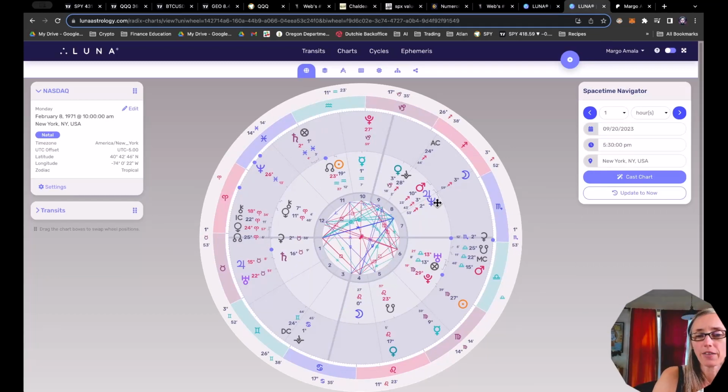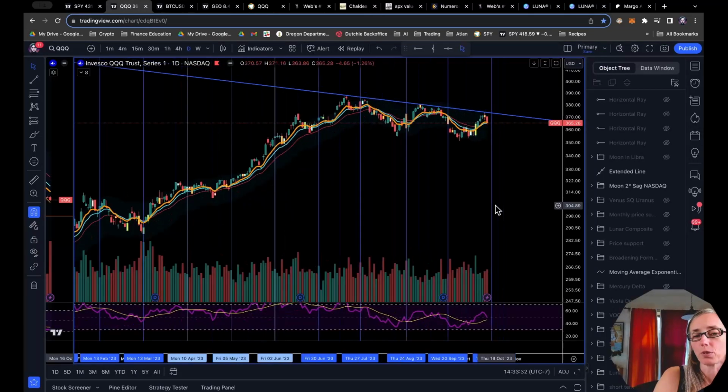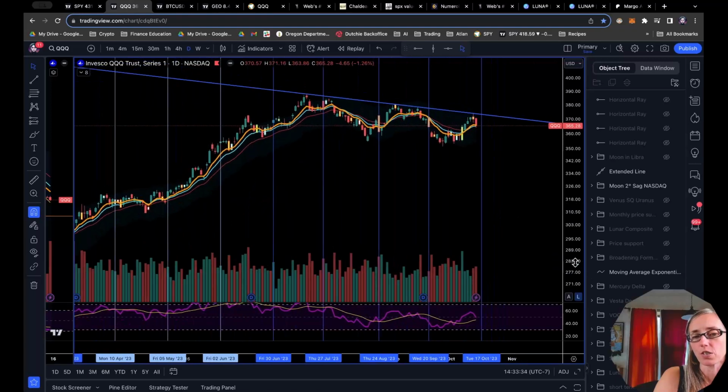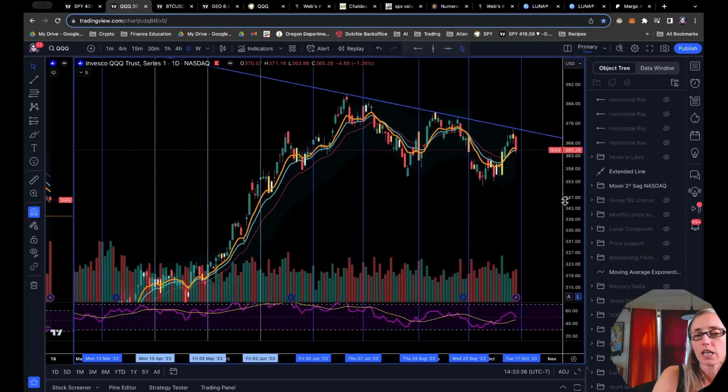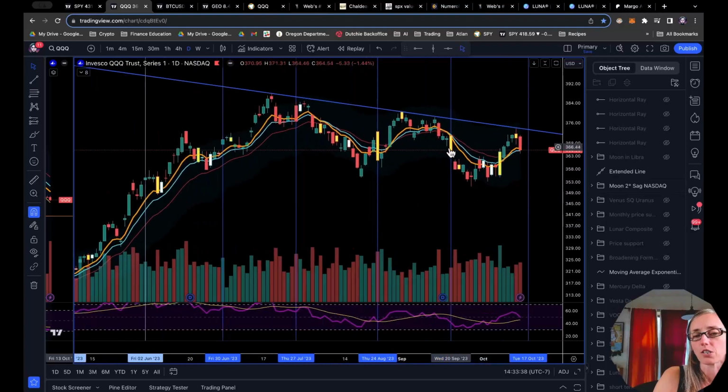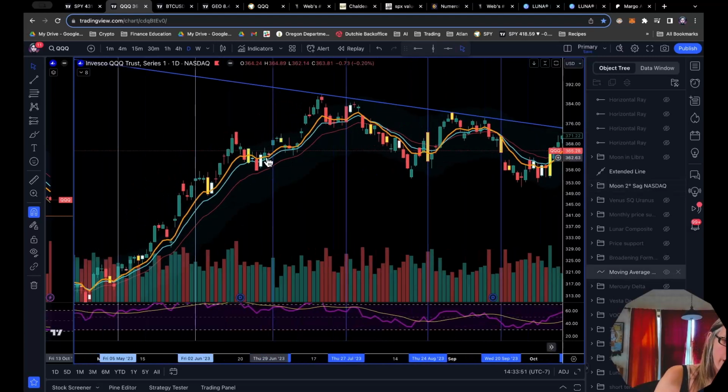So on the NASDAQ, I decided to take a look and see what happens every time the moon passes by 2 and 3 degrees Sagittarius. Each one of these vertical lines is when the moon passes by 2 and 3 degrees Sagittarius. What I notice is that we have extreme moves. Specifically, the last 2 times this has happened, we've had very, very big moves. Big move here. This was a gap up, so the bar here is not that big, but it was a gap up, so that is a pretty significant move there.